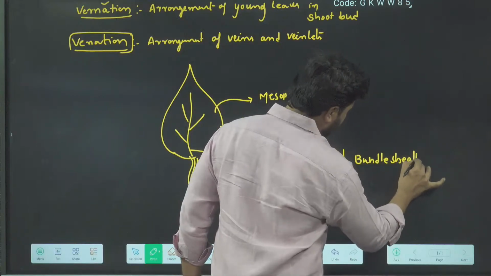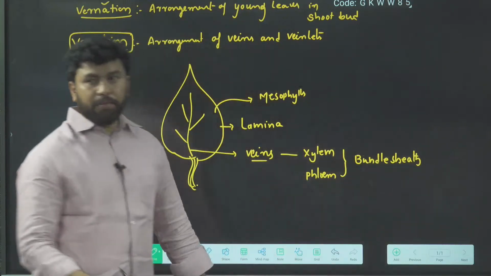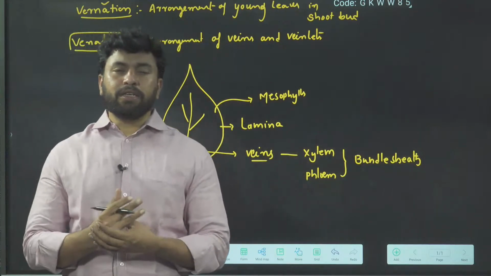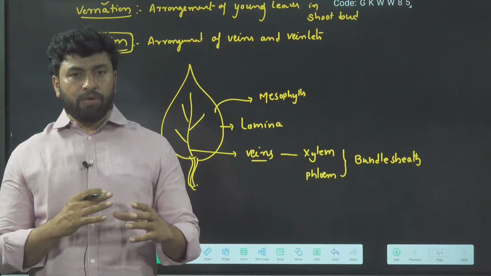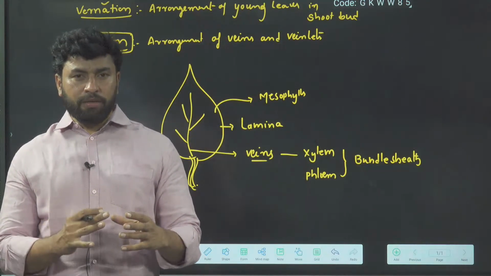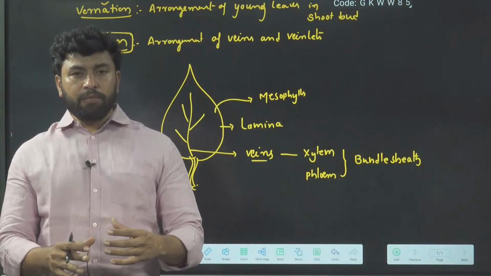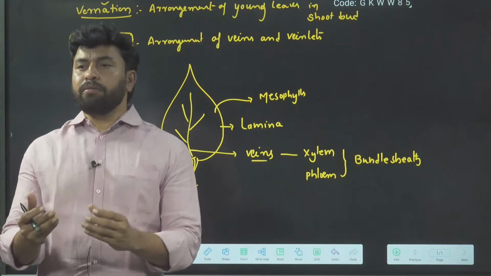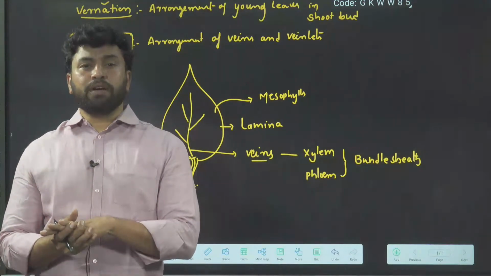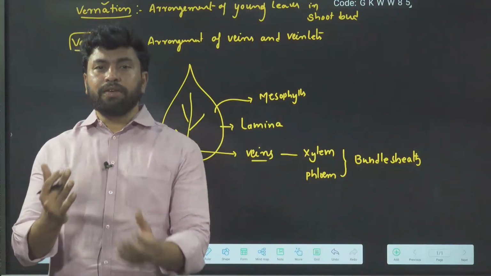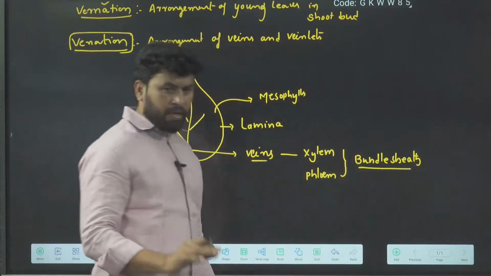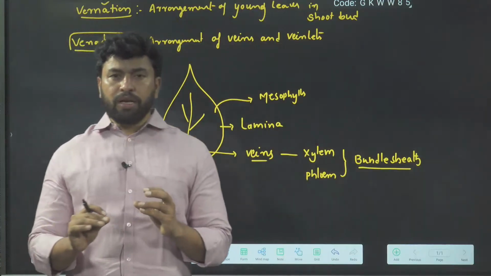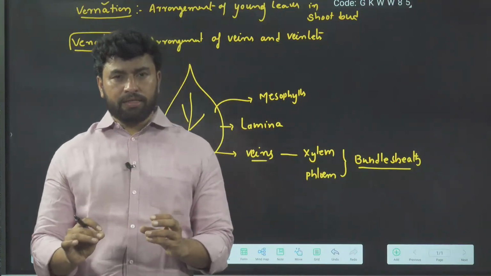Bundle sheath. That's it. If anybody asks, what are the parts that are present in a vein? A vein contains water conducting element xylem, food conducting element phloem. Around them, there is a kind of covering of cells. That covering of cells we call bundle sheath cells. Bundle sheath cells are also a kind of parenchymatous cells.